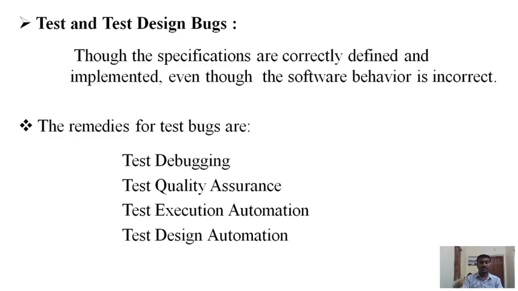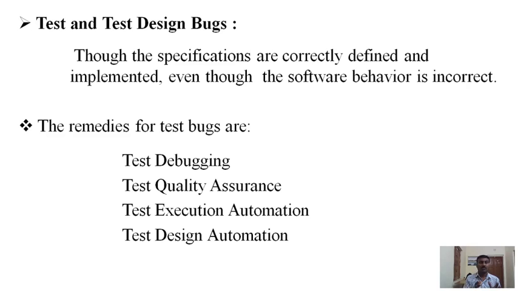And the last one is test design automation. Test bugs always arise due to improper design of the test, so the test design itself should be automated. When you follow these remedies or solutions, you can avoid most of the test bugs. So this is the concept of test and test design bugs. These are the concepts of taxonomy of bugs.